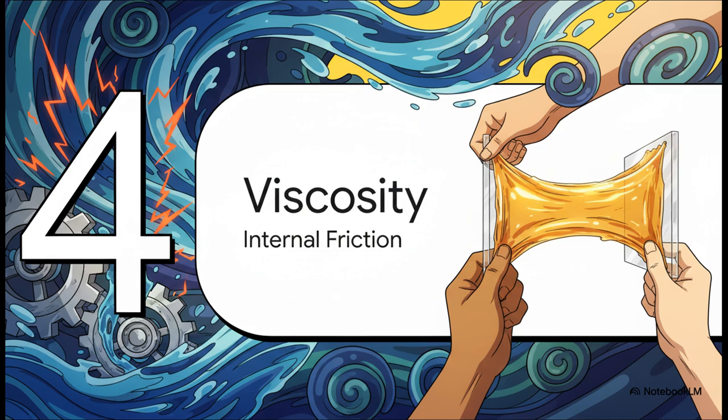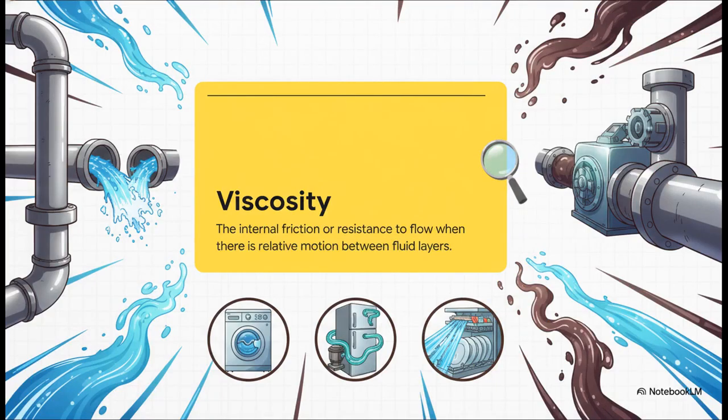Section 4, Viscosity in Real Fluids, Internal Friction. Let's introduce the messy reality of mechanical friction. Viscosity is the internal resistance to flow between fluid layers. It's the exact reason water flows effortlessly through city pipes, while thick industrial sludge demands massive, high-efficiency pumping systems.